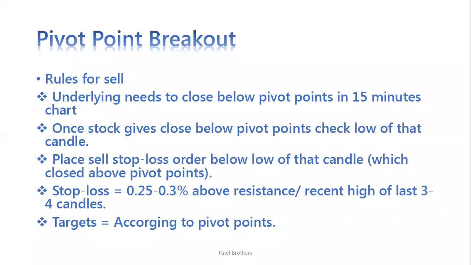Similarly for the sell, just the opposite. If the underlying stock is closing below the pivot point in the 15-minute chart, we will place a sell stop loss order. Once the 15-minute candle is closed, we will place a sell order below that candle's low, with the stop loss just 0.25 to 0.3% above the broken support. Just above that support, 0.25%, we will place a stop loss. Otherwise, the recent high can also be taken as a stop loss. And targets are according to the pivot points.